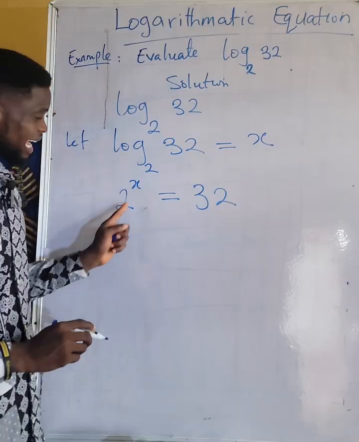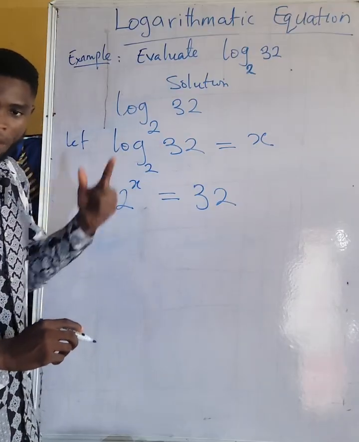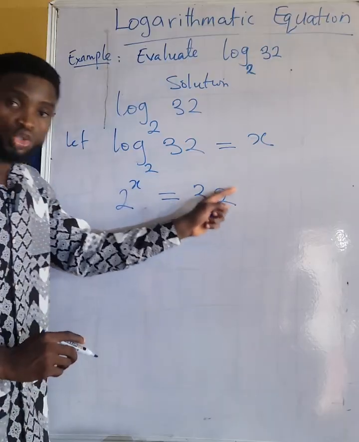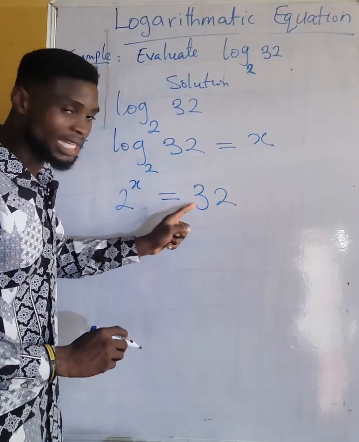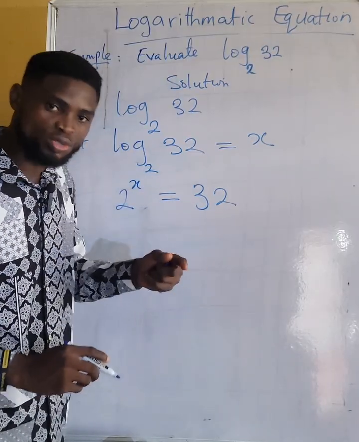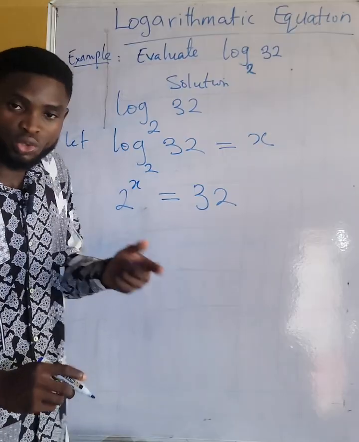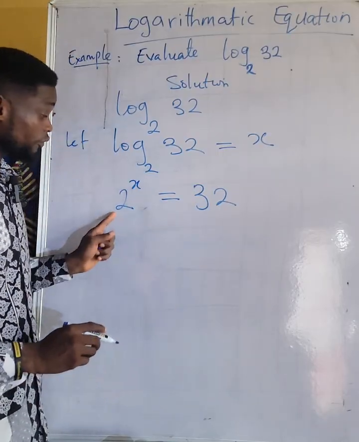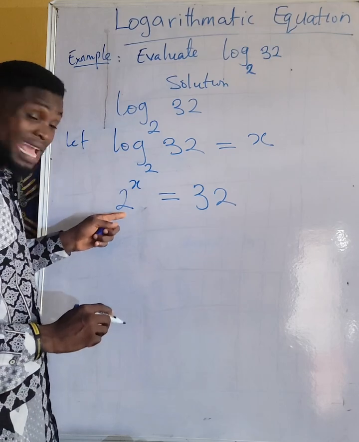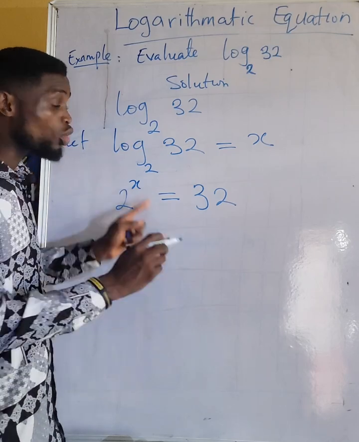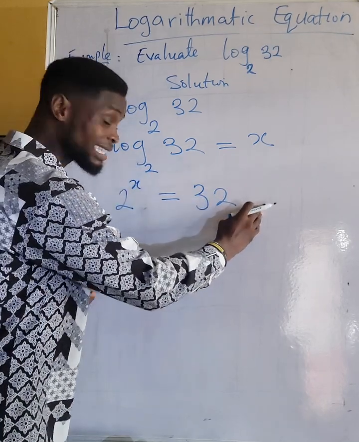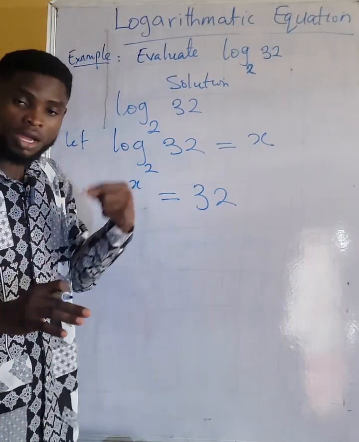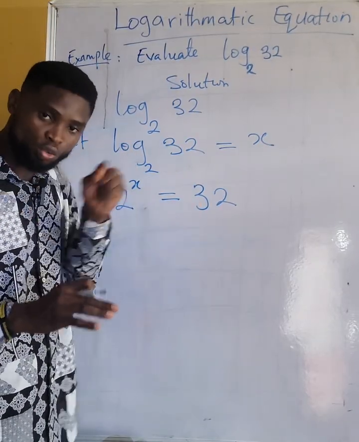2 is exponential. Exponential means power. It has a power of x. So you also change this 32 to exponential. Now, how do you change 32 to exponential? Recall that on your left hand side, the base is 2, so whatever you do on your right hand side should also be base 2. So you look for a number that, when 2 is raised to it, will give us 32.